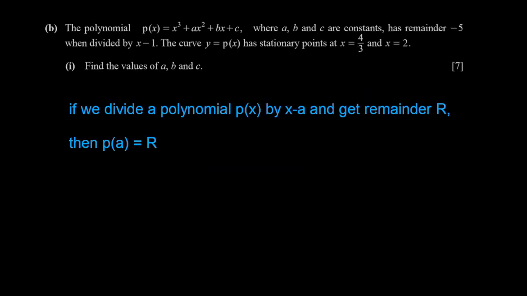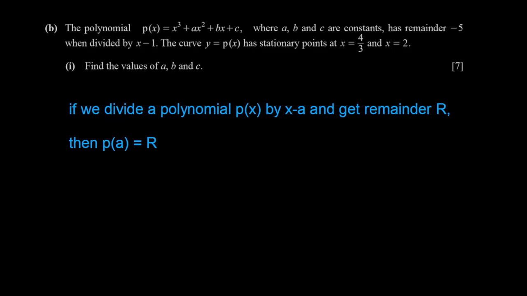So let's move on to the next part. The polynomial p of x is equal to this, where a, b, and c are constants, has a remainder of negative 5 when divided by x minus 1, and the curve y equals p of x has stationary points at 4 upon 3 and 2. Find the values of a, b, and c. Now here we've got to use the remainder theorem. I stated the factor theorem in the first part, even though it wasn't really necessary, so now we're going to do the remainder theorem.